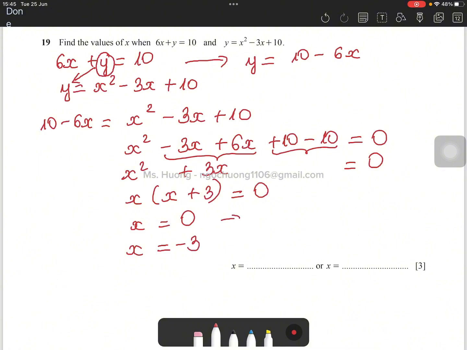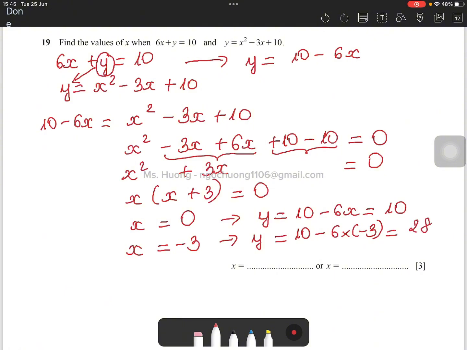And when x is 0, y is 10 minus 6x, which means 10 minus 6 times 0 equals 10. And if x is negative 3, then y equals 10 minus 6 times negative 3, which is 10 plus 18 equals 28. But actually, in this case, you don't need to find the value of y. We can stop at the value of x. So we say that x equals 0 or x equals negative 3.